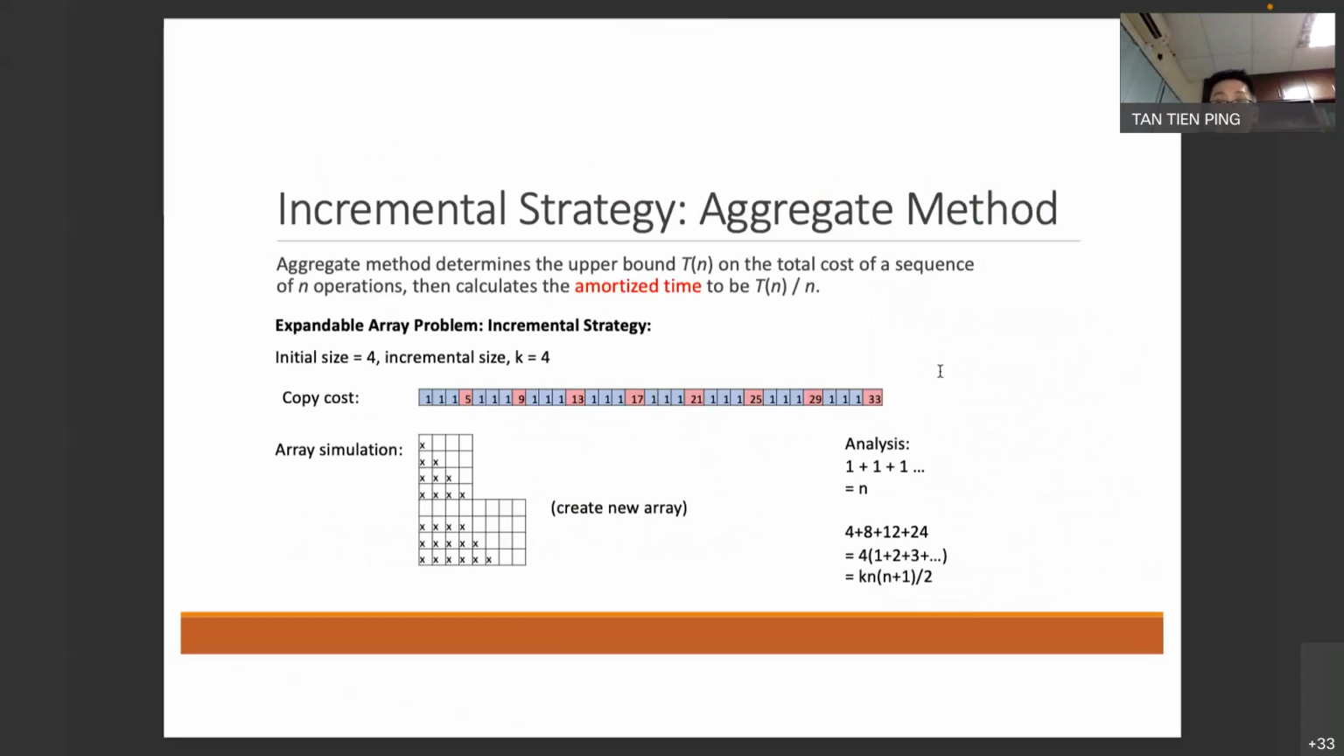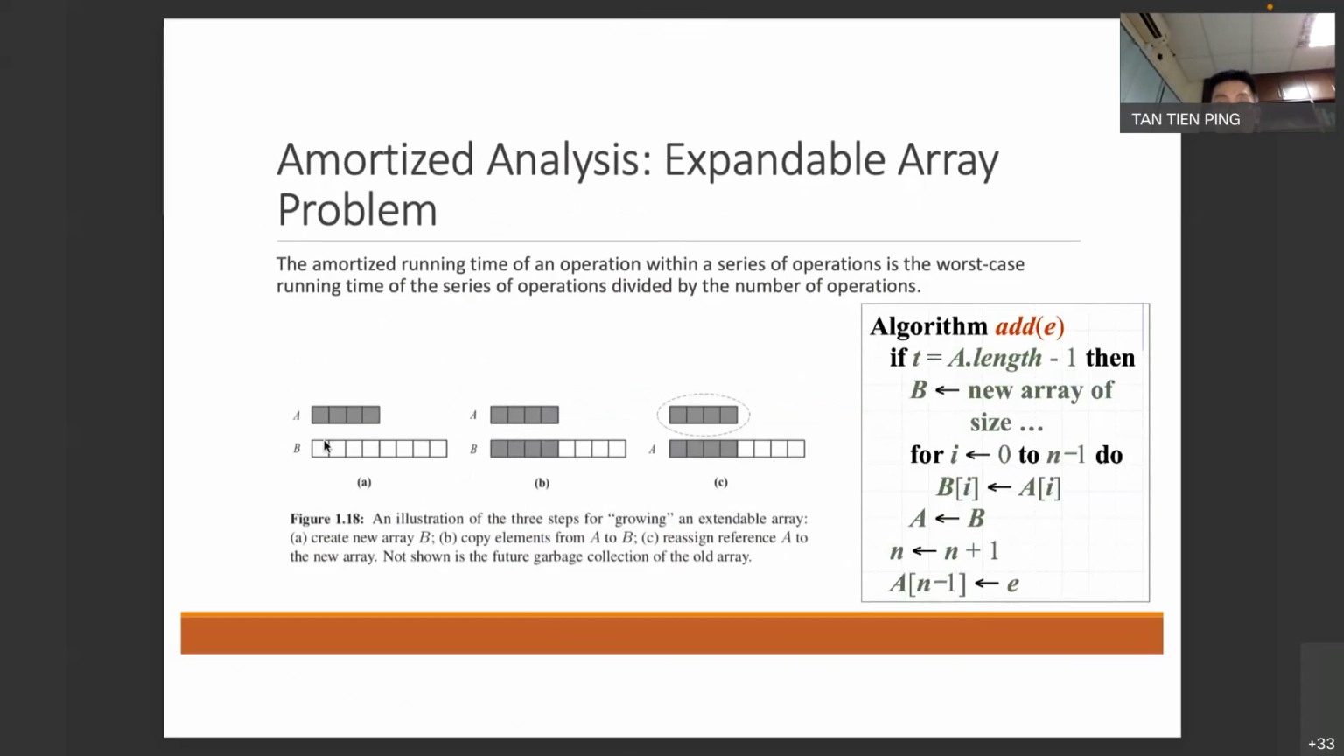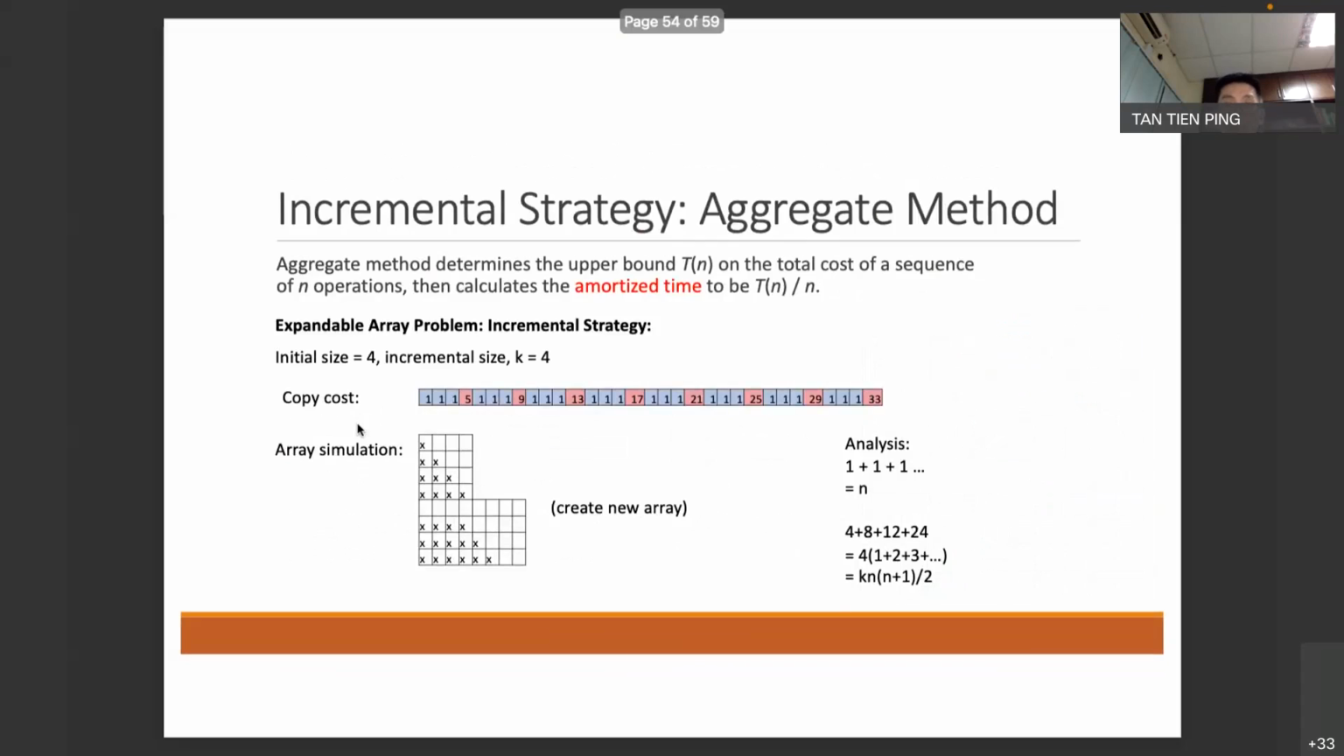So first we'll be exploring two strategies. One is called the incremental strategy. In the incremental strategy, it works just like what I mentioned just now. When the array is full, we create a new array which is twice the size of array A.